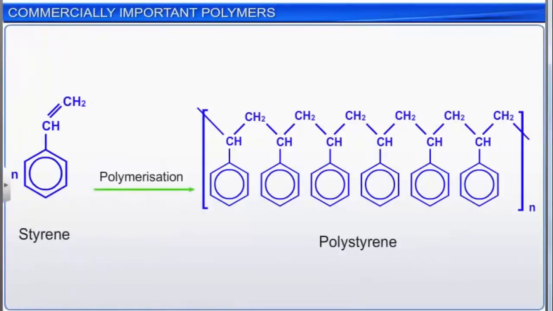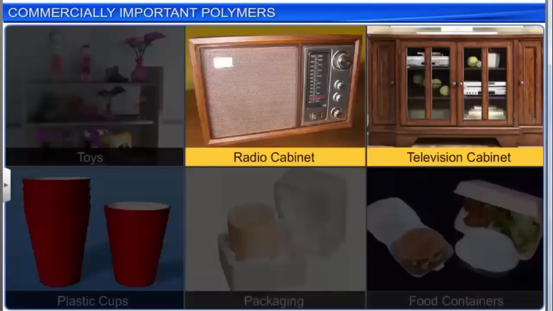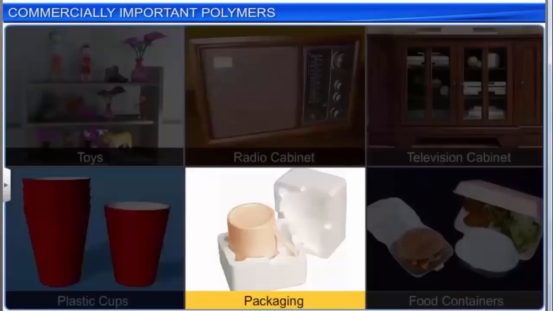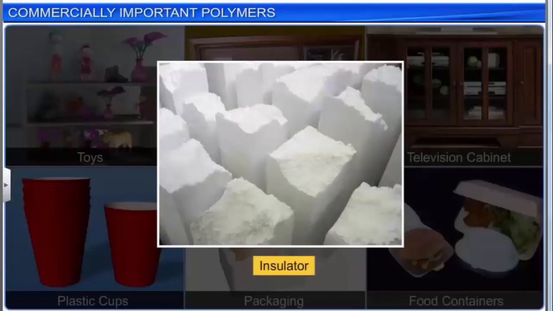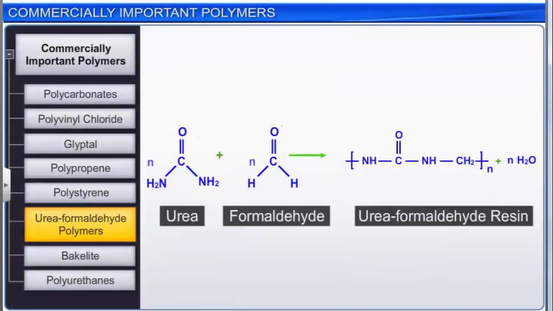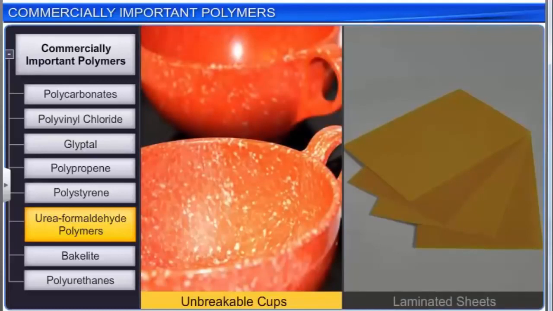Polystyrene is a homopolymer of styrene. It is commonly referred to as styrofoam. It is used in the manufacture of toys, radio and television cabinets, plastic cups, packaging, and food containers. It is also used as an insulator. Urea formaldehyde polymers are formed from the condensation reaction between urea and formaldehyde. They are used for making unbreakable cups and laminated sheets.